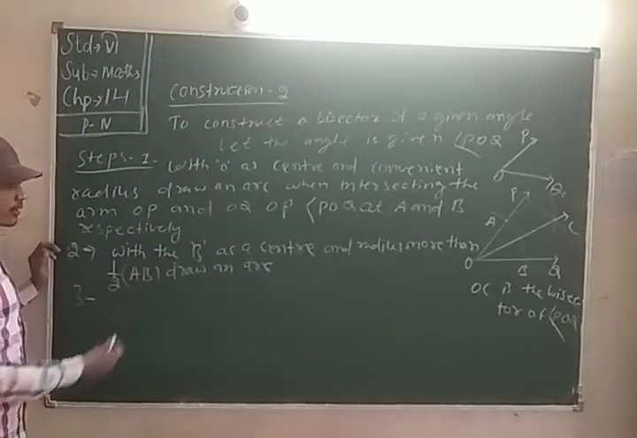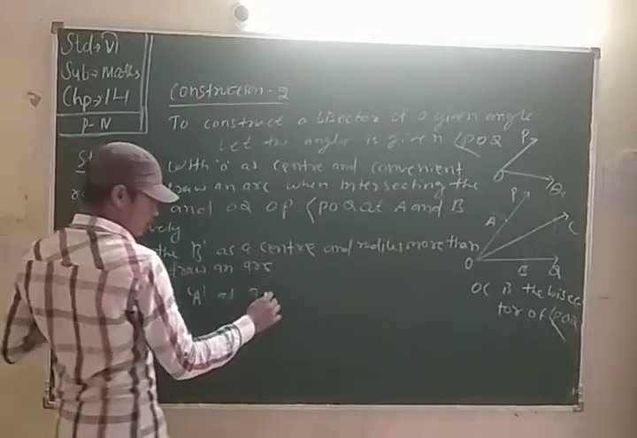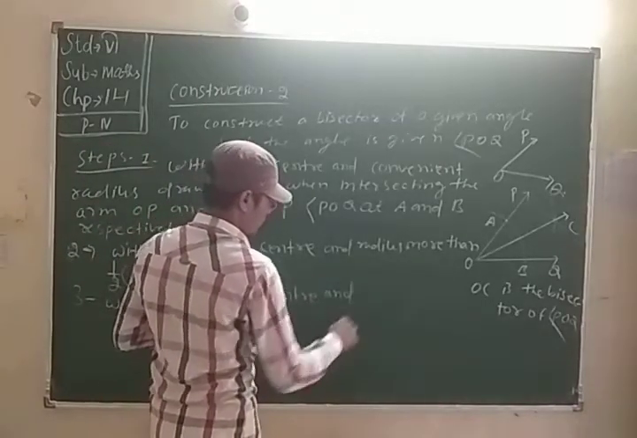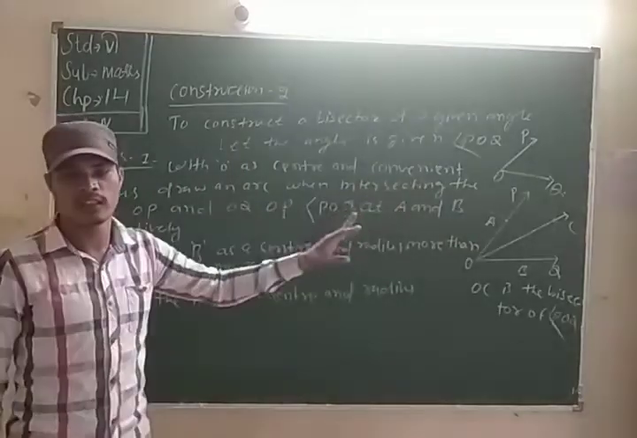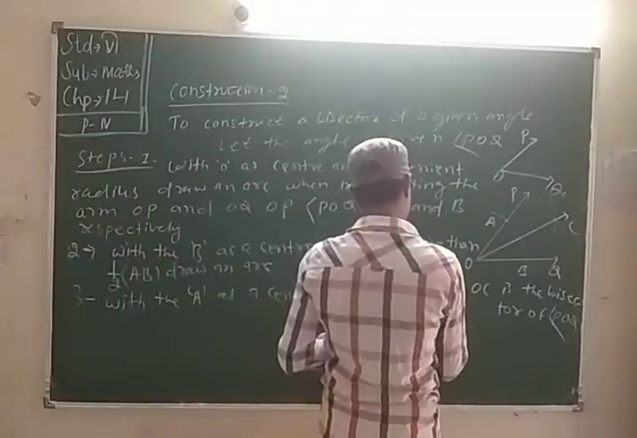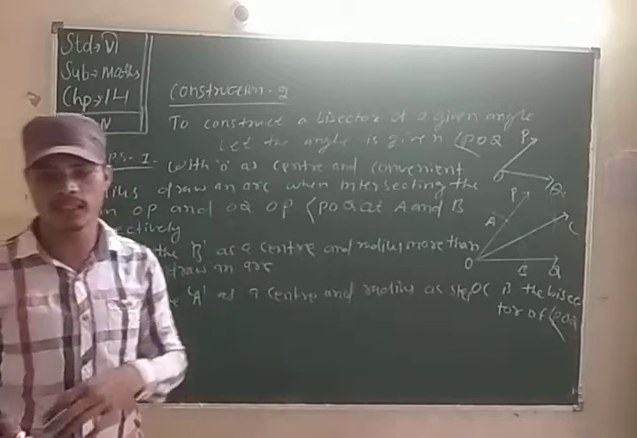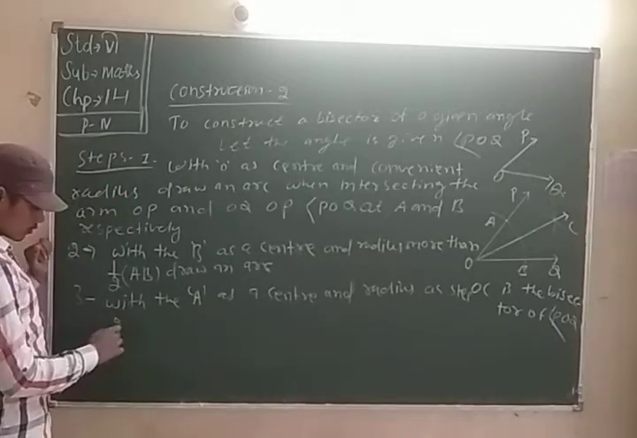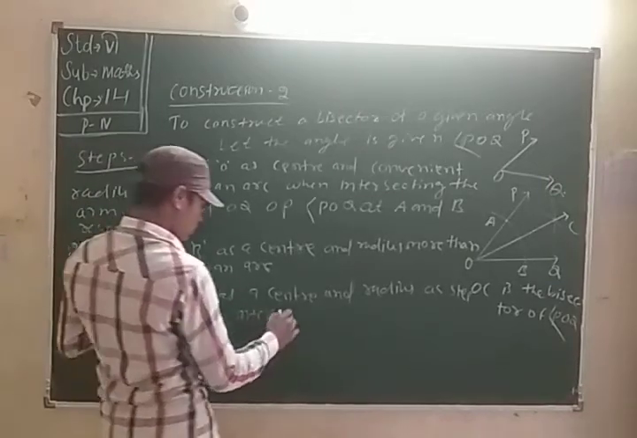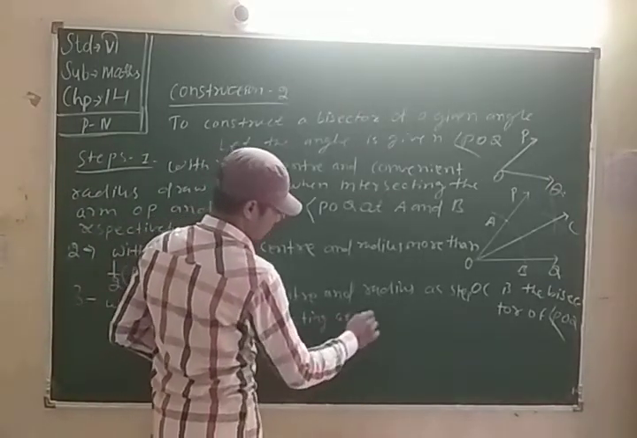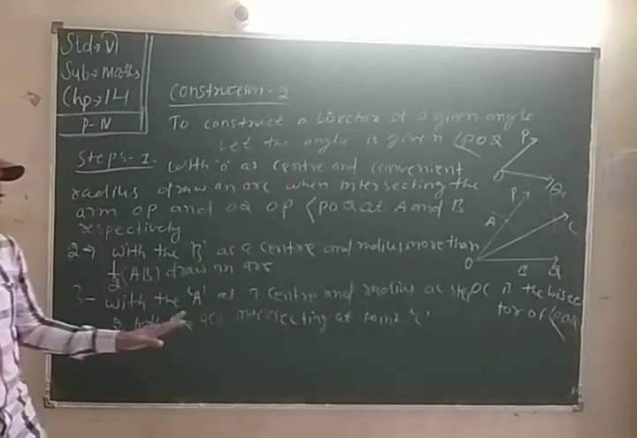Again with B as a center and A as a center, with the same radius as in step 2, both the arcs intersect at point C. Here is the intersecting point C. Clear about it? Yes, C.